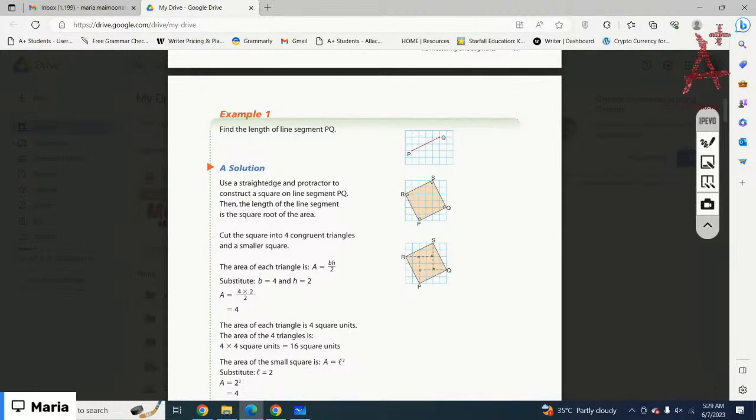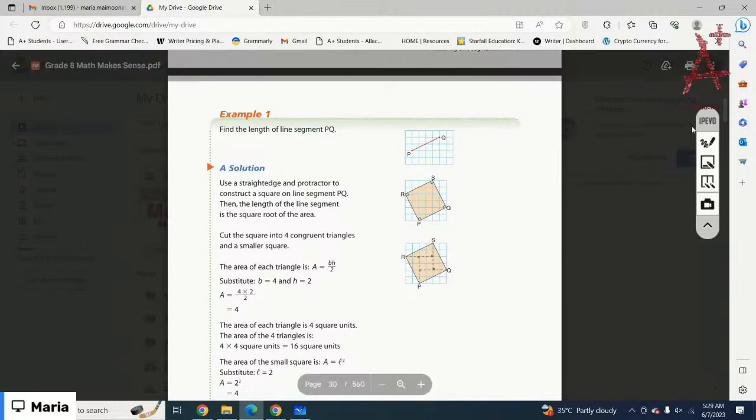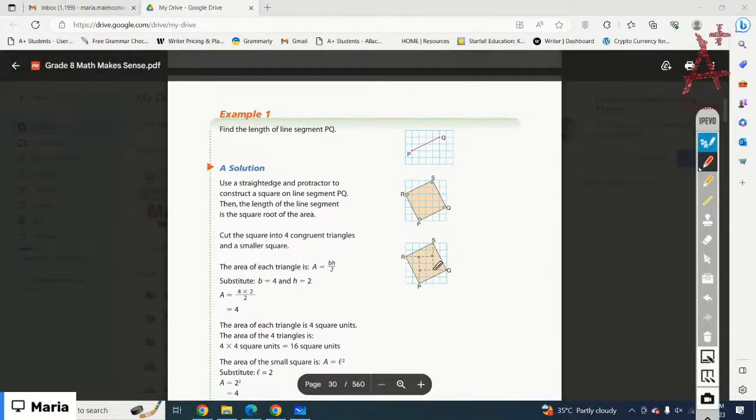So the area of each triangle, you can see here you have the triangles. You can cut the square into triangles. 1, 2, 3, there are 4 triangles. Got it? You have to calculate the area of the triangles. The area of each triangle is 4.